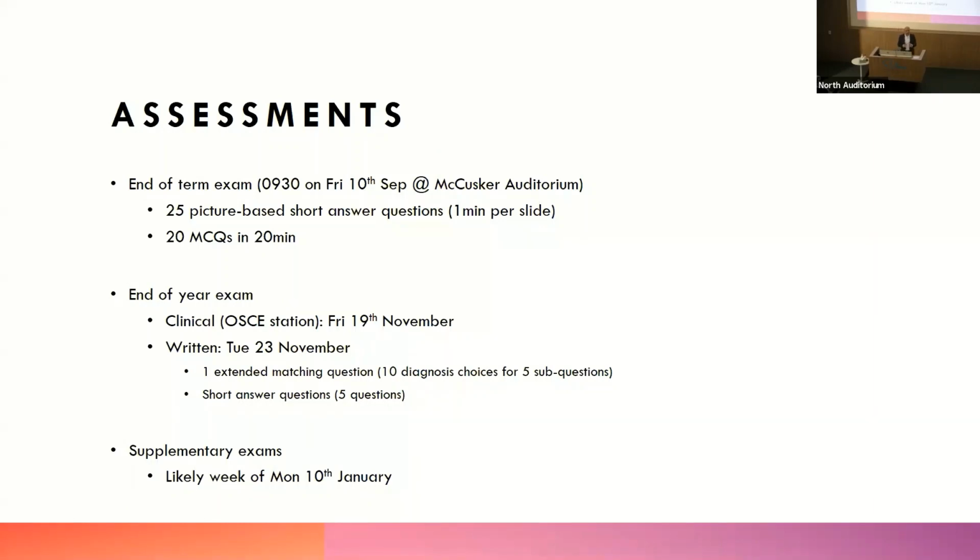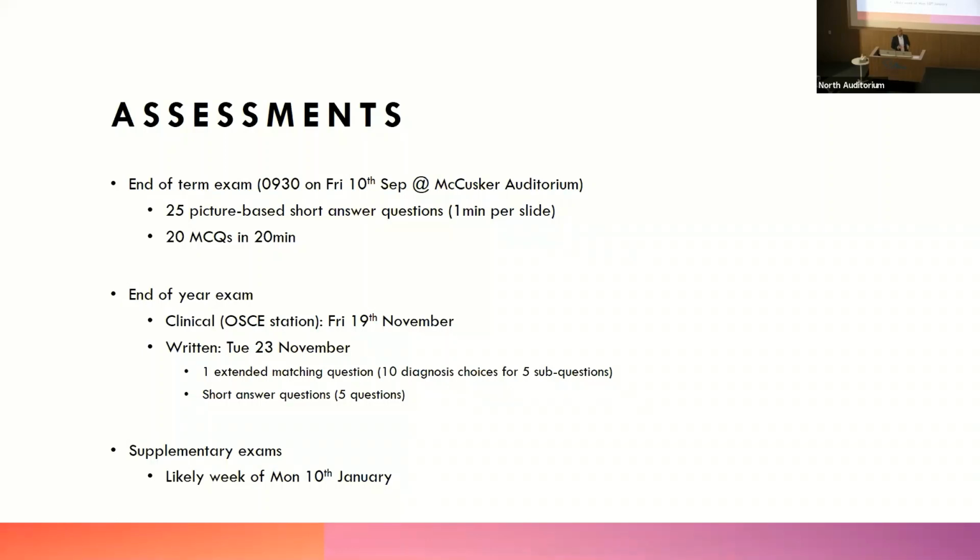Okay, so assessment-wise, your end-of-term exam is Friday the 10th of September. There are 25 picture-based questions. That means a picture goes up on the screen for a minute, and then there'll be some short answer questions about that picture. So let's say a picture of a corneal abrasion. What is this? How do you manage it? That sort of thing. There are then 20 multiple choice questions. You've got 20 minutes for all of those. It's flexible with the time, so it's not 1 minute per question sort of thing.